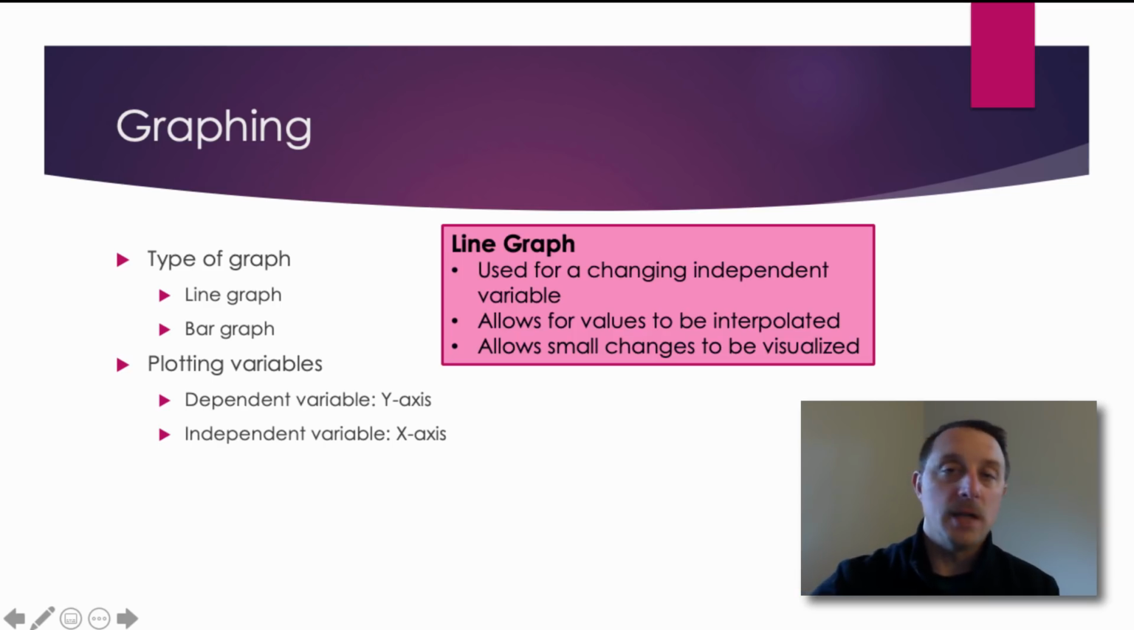So what type of graph is correct for our data? Basically, we will see line graphs or bar graphs. Okay, a line graph is most useful when we have a constantly changing independent variable on the x-axis.